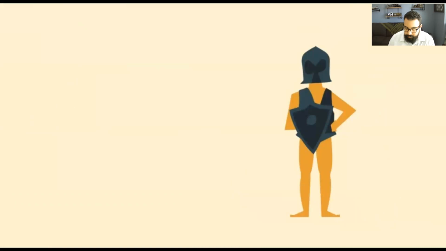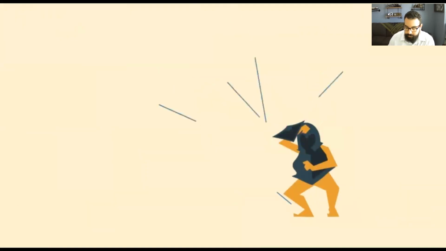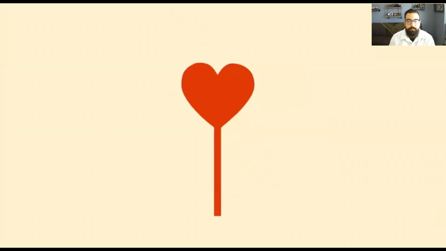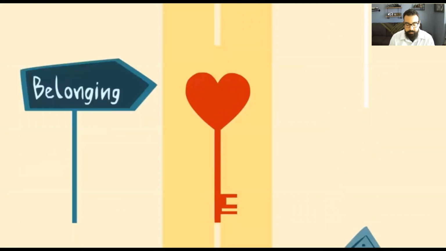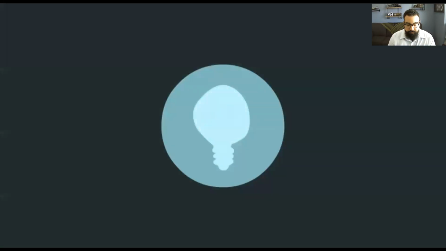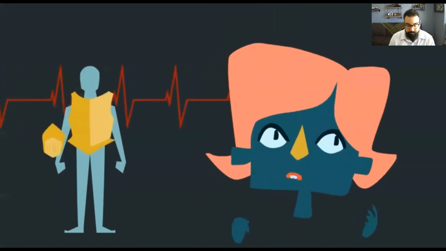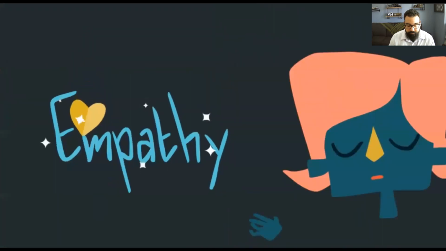I'm gonna armor up. I think the troublesome thing about doing this is that it doesn't really safeguard us from pain, but it does prevent us from accessing the things that vulnerability takes us to. Vulnerability is the path to love, belonging, joy, intimacy, trust, innovation, and creativity. But I would argue one of the greatest casualties of invulnerability is this: empathy.